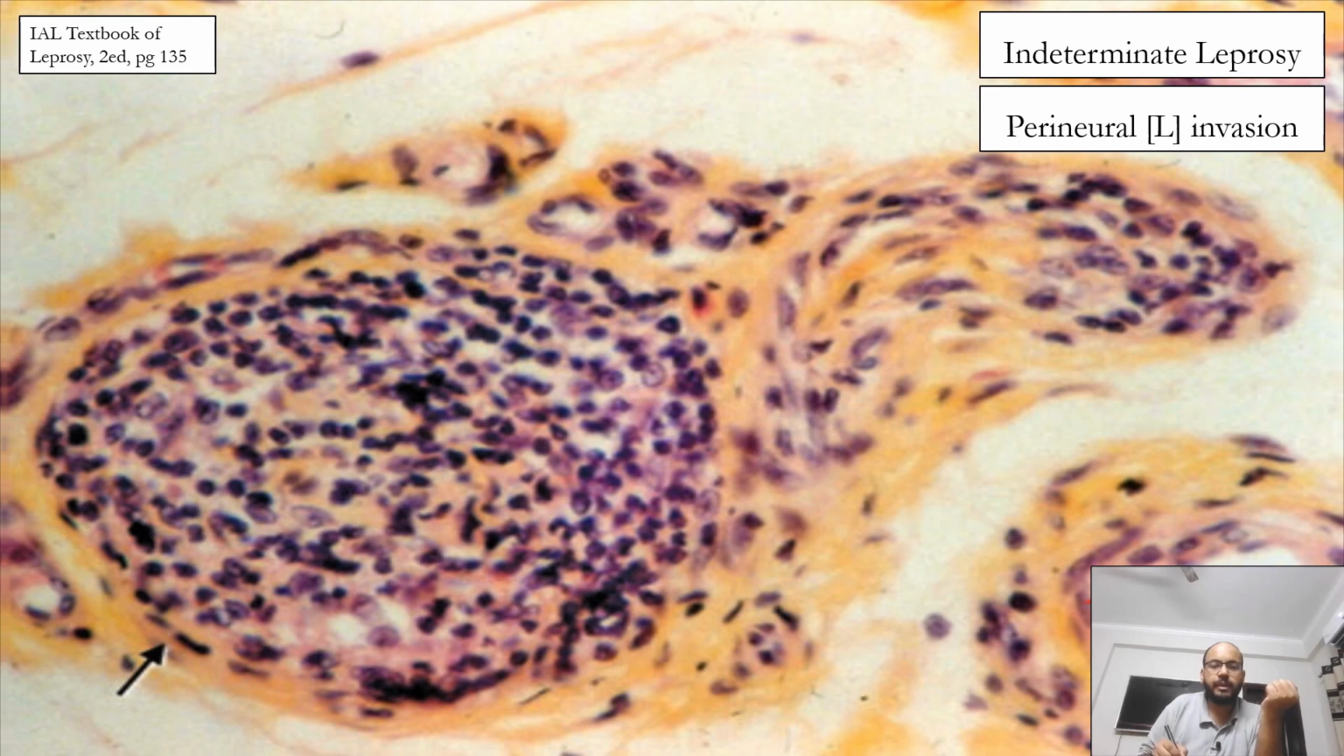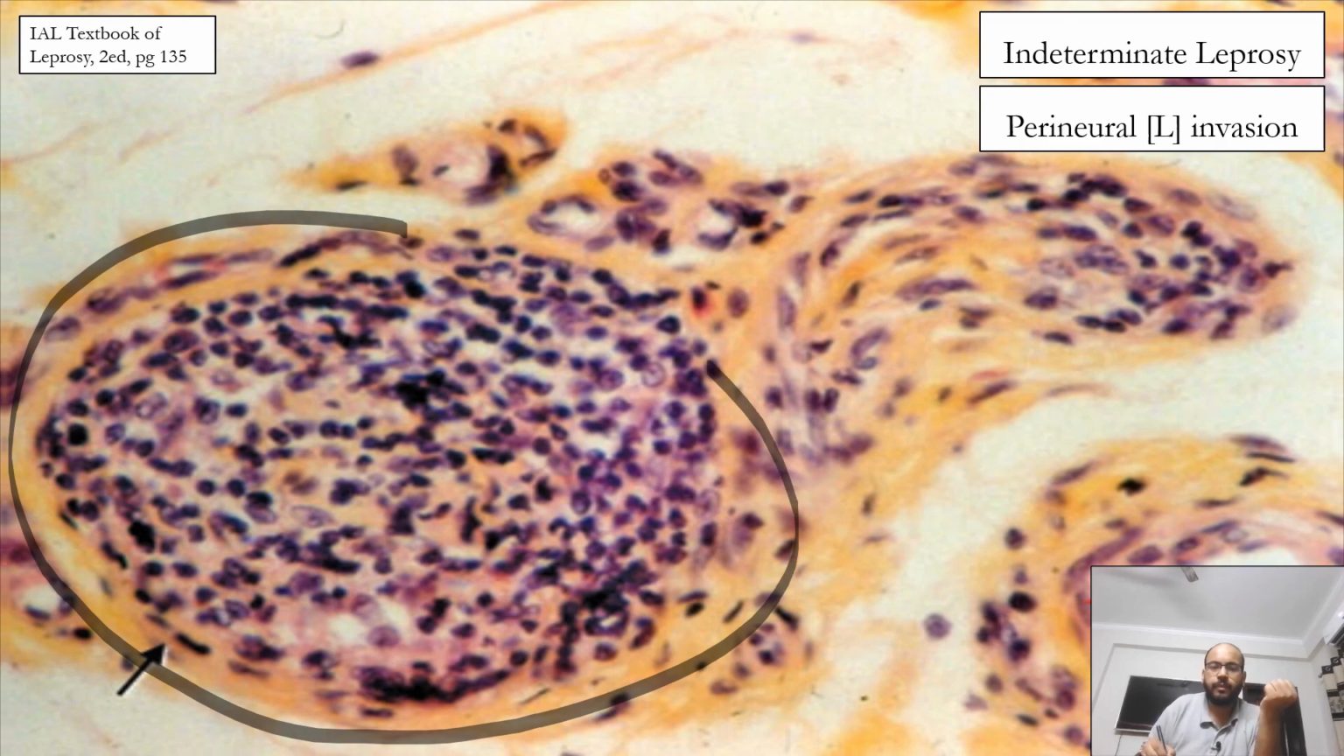Here again, you are seeing the perineural invasion. So this hole is a nerve, and you can see all these circular cells. Let me change the color. All these circular cells, dark purple stained cells, these are nothing but lymphocytes. And in this slide, the lymphocytes have infiltrated inside the nerve and they have started destroying the nerve tissue. And that is what we see in leprosy. In indeterminate leprosy, we see perineural lymphocytic infiltration. Just remember that. Okay, let's move forward.